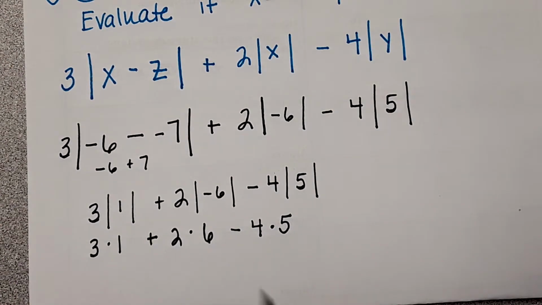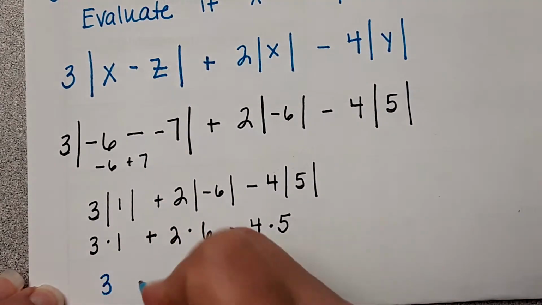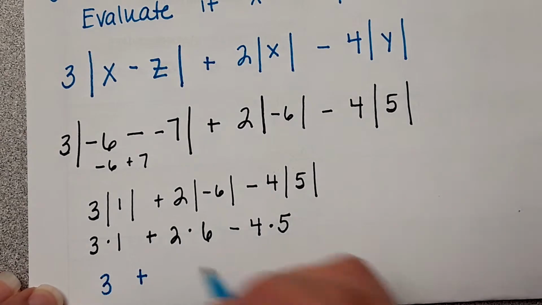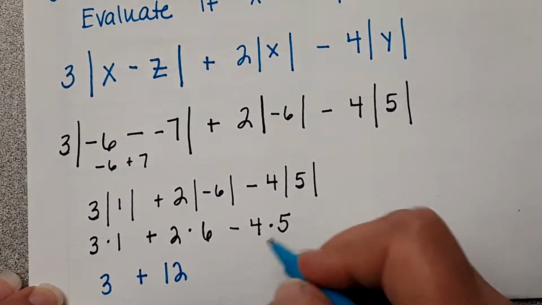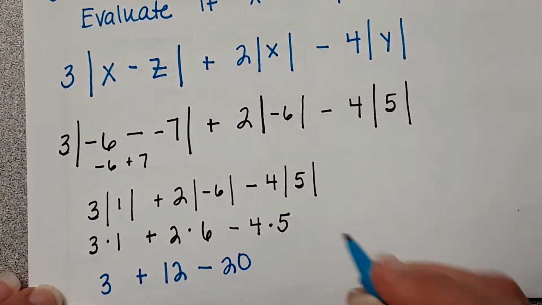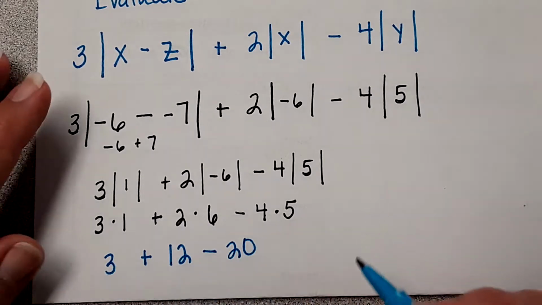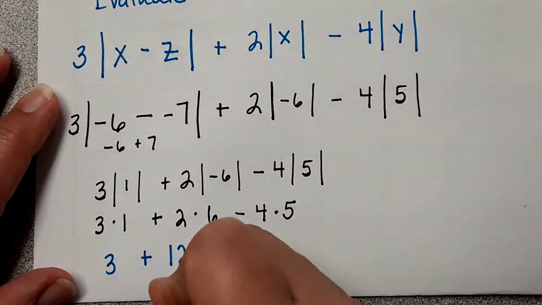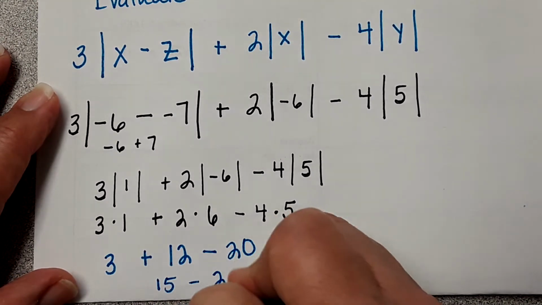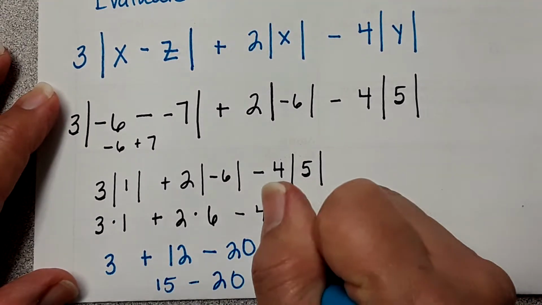Now, let's do the multiplication. 3 times 1 is 3. 2 times 6 is 12. We're going to leave that minus there. What's 4 times 5? And now we're just going to do those problems. Is that where we stop? Nope, now we have to figure it out. What is 3 plus 12? 15. 15 minus 20 is? -5 is our final answer.